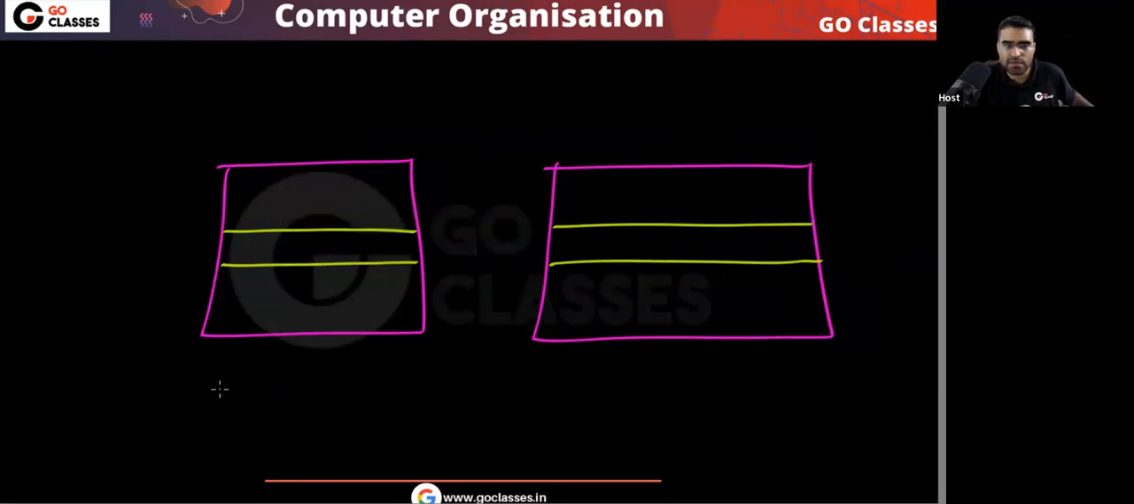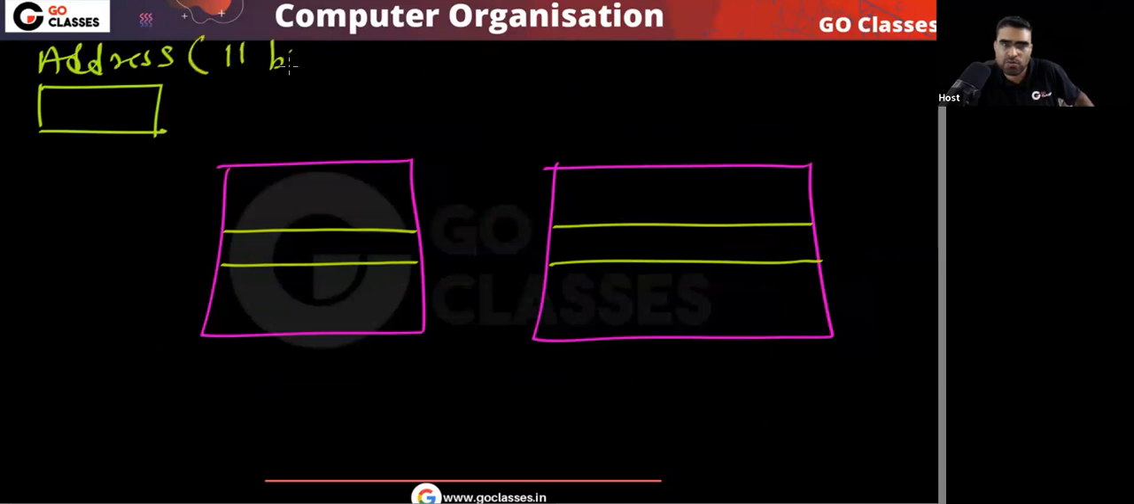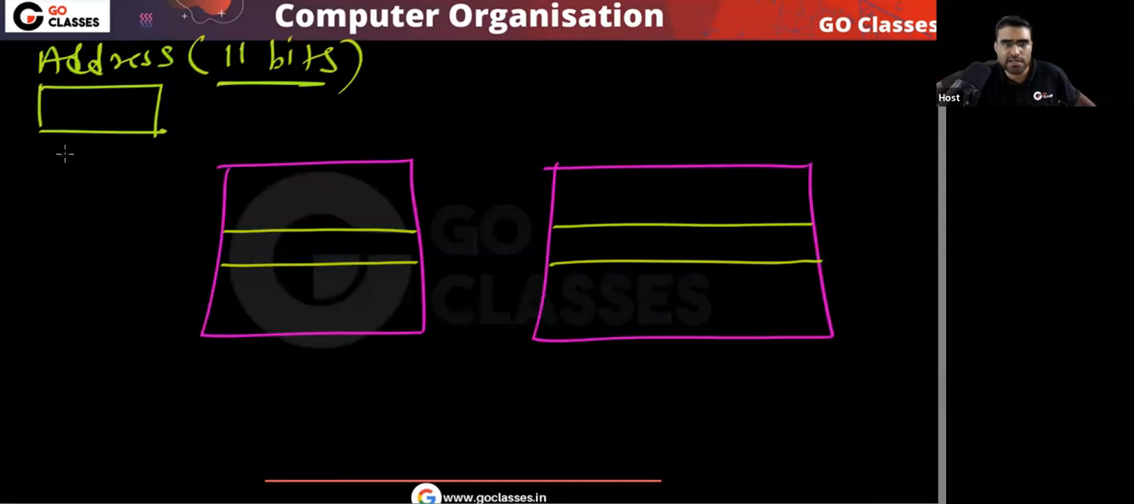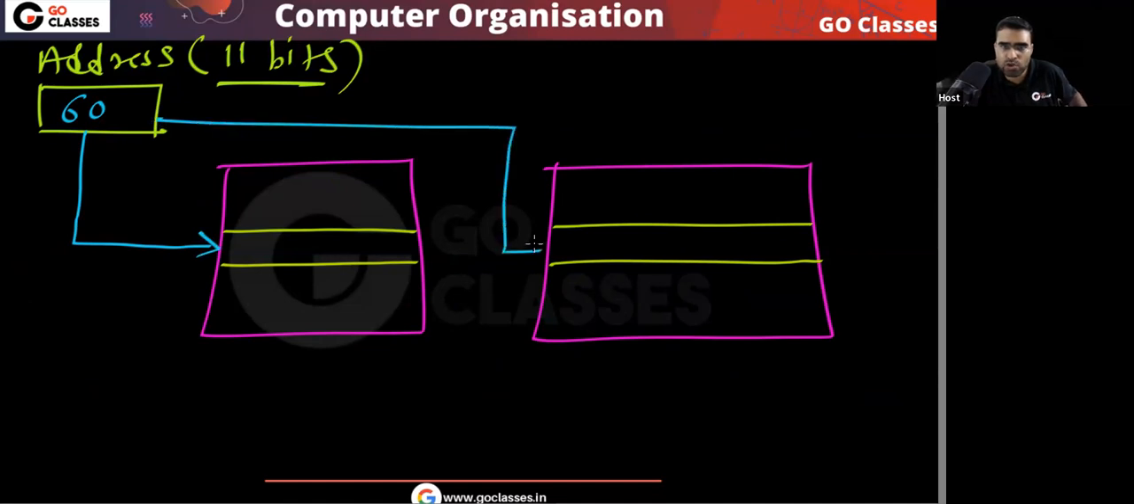Okay, so how to do that? Very simple. Whenever some address comes, let's assume CPU has generated some address. You already know the address is total 11 bits, because you can easily see that total 11 address lines are there. So whenever some address comes, this same address we will send to both the chips. Using this address, this location will be activated, and this location also will be activated.